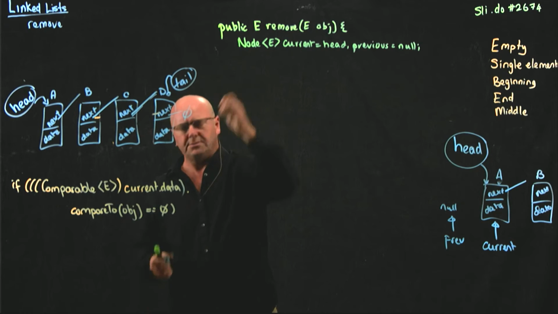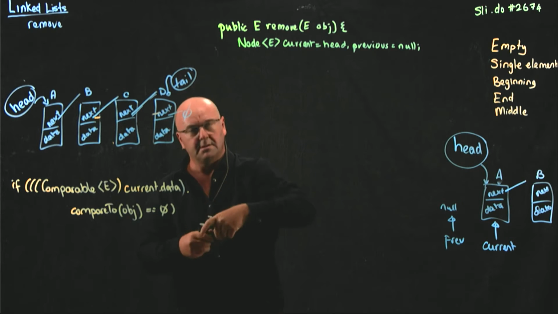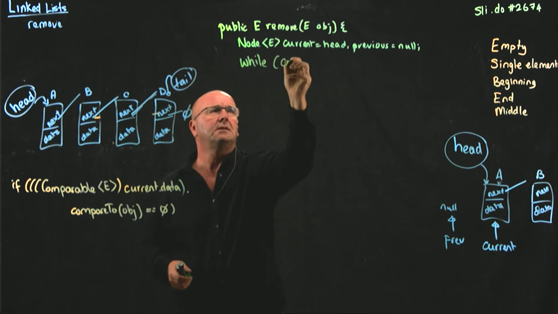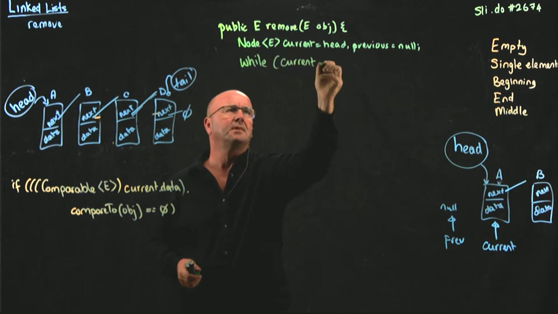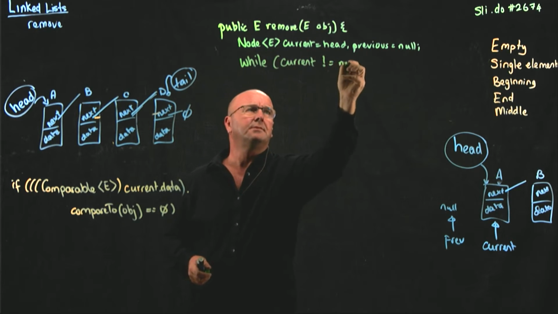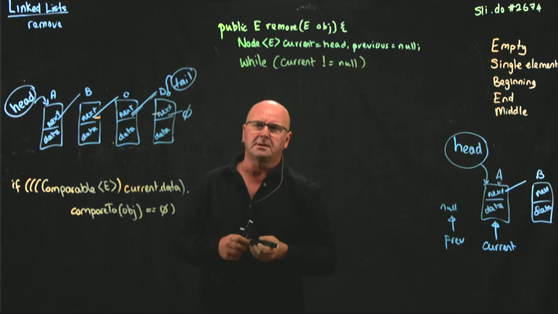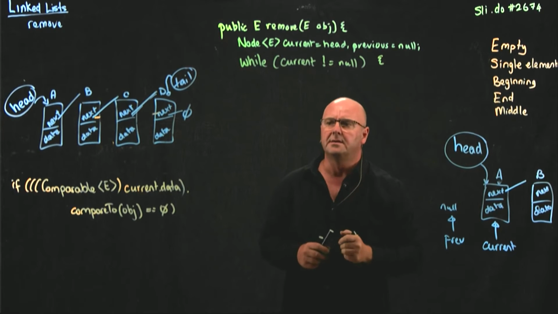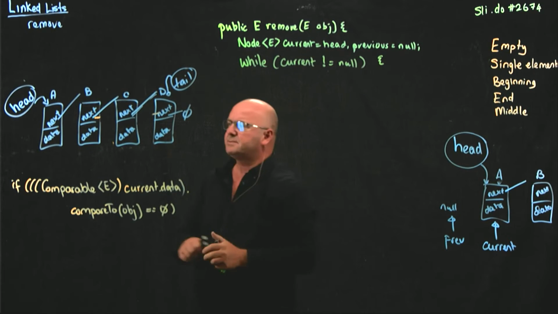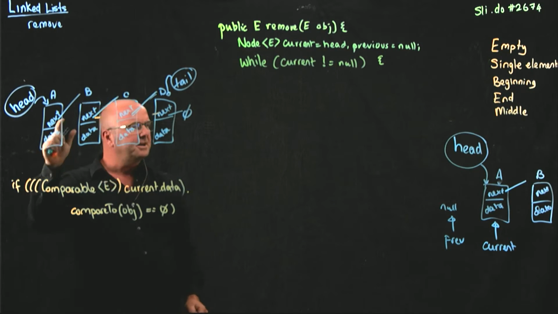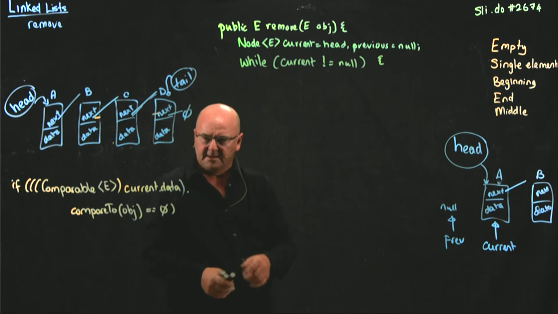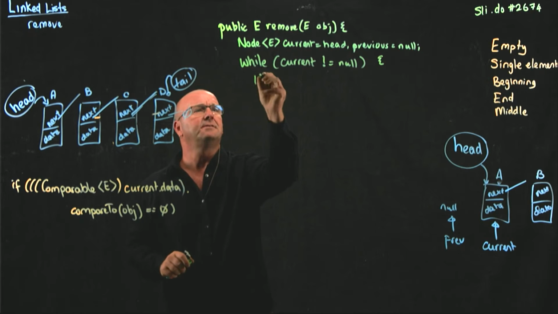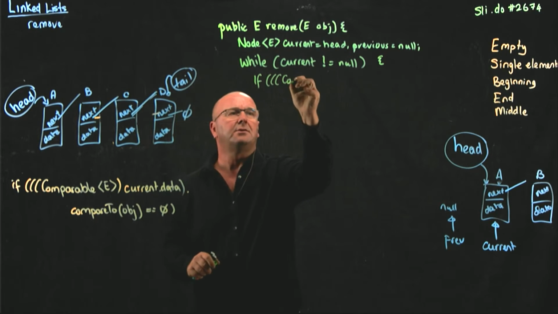So a while loop, while current does not equal null. Okay? The first thing we're going to do is we're going to say, is this the thing that we're trying to remove? So here's our if code, if comparable.